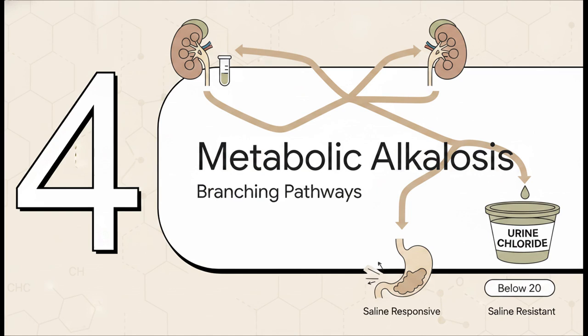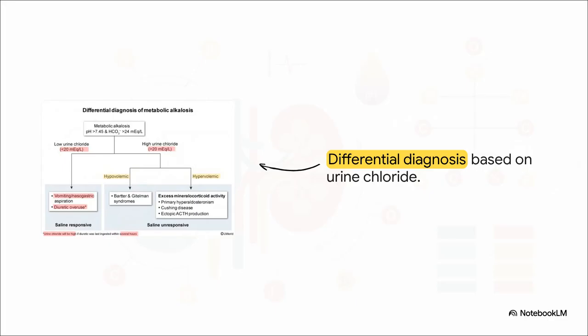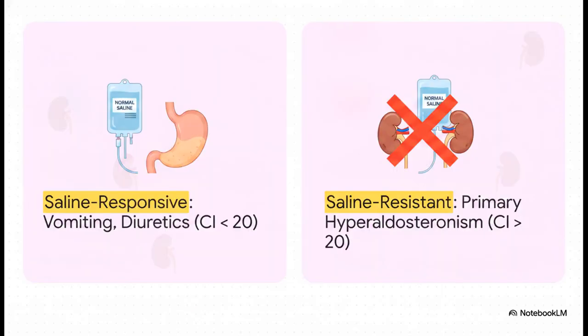Next is Section 4, metabolic alkalosis branching pathways. When you're tackling metabolic alkalosis, urine chloride is your key diagnostic tool. A urine chloride below 20 suggests a saline-responsive disease. Think things like vomiting, gastric suction, remote diuretic use, or general chloride depletion. You treat those saline-responsive cases with isotonic saline and potassium.